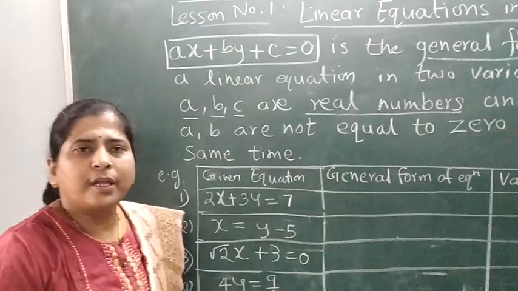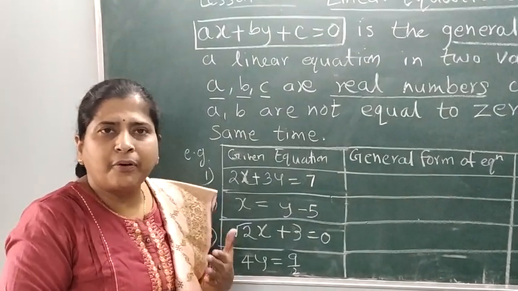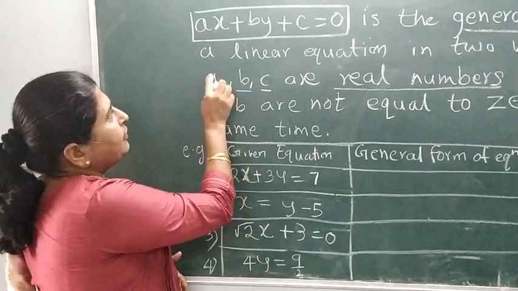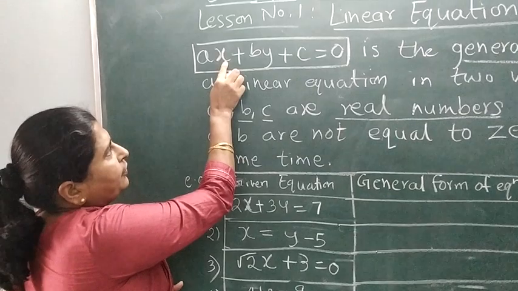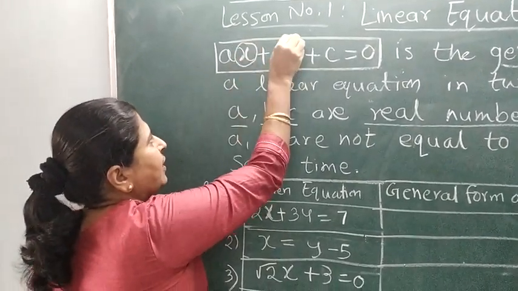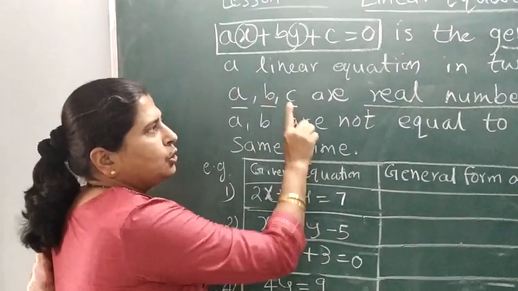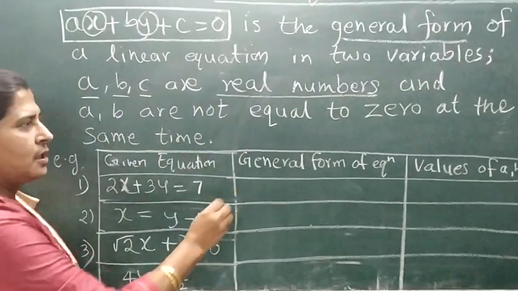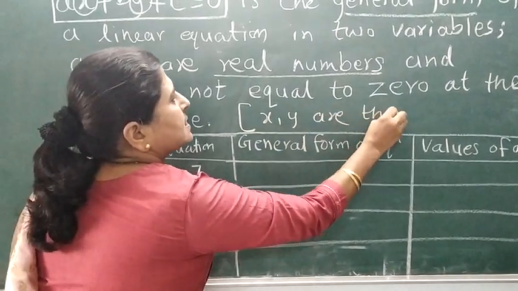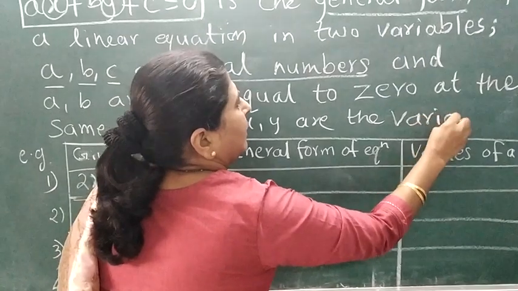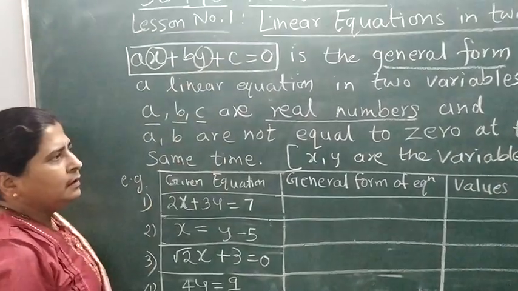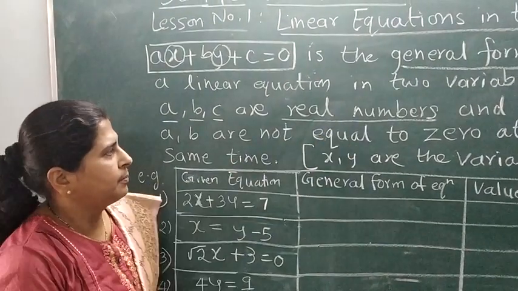We know real numbers means they can be either rational or irrational. And a and b, we can see that a is the coefficient of x and b is the coefficient of y. It means x and y are the variables. Though it is not given in the definition, we can understand that x and y are the variables. And a, b, c are the constants, they are the real numbers.